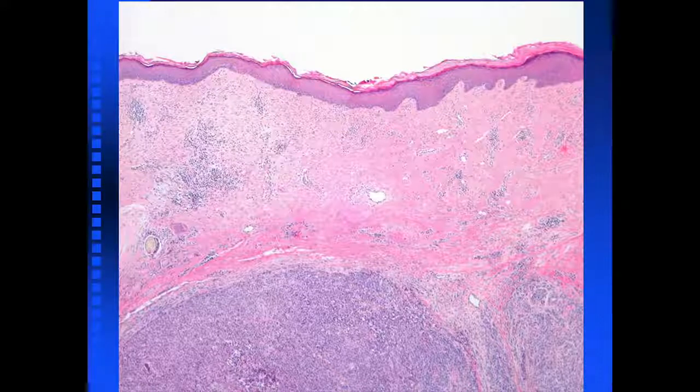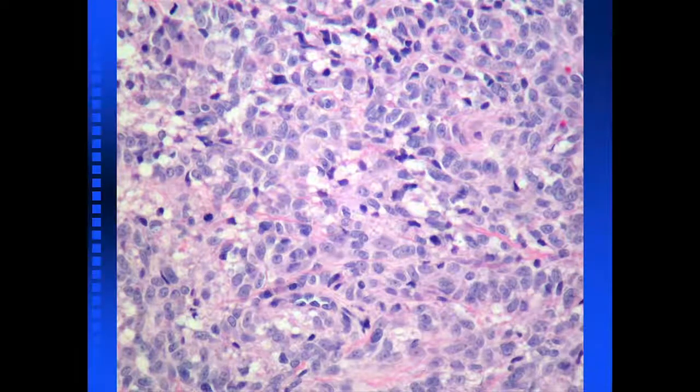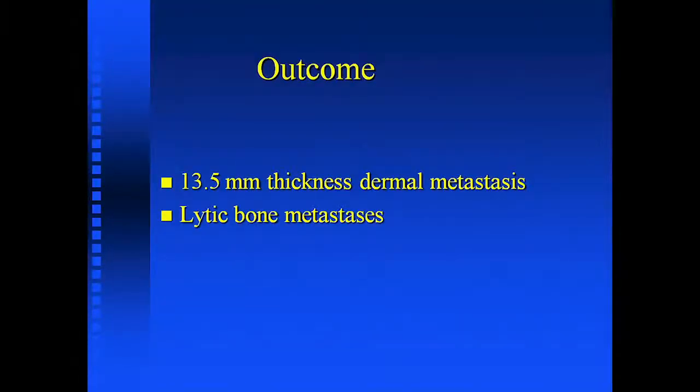Okay, so this is what happened in that patient. I said I thought it was a regressed lesion, and the surgeon who did the initial biopsy said, no, it's not. But several months later, the patient presented with a huge dermal nodule. The dermal nodule is composed of atypical epithelioid cells and spindle cells in a fascicular and alveolar pattern. And also the patient at the same time had a bone marrow aspirate, and the bone marrow aspirate showed these atypical epithelioid-like cells as well. What did the patient have? A 13.5 millimeter thickness dermal metastasis and lytic bone metastases.